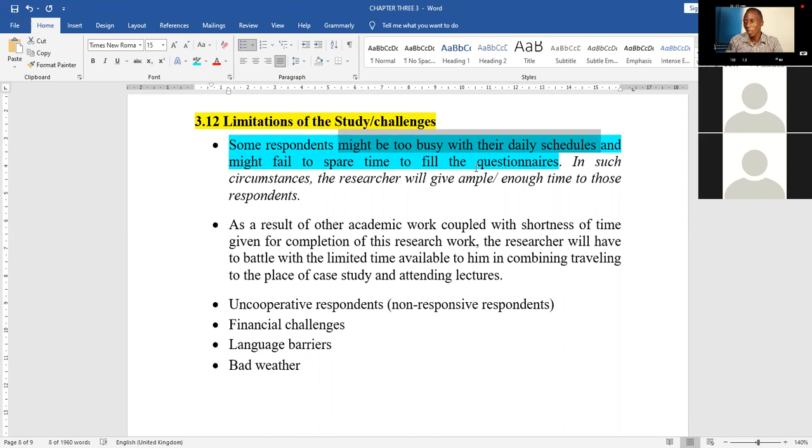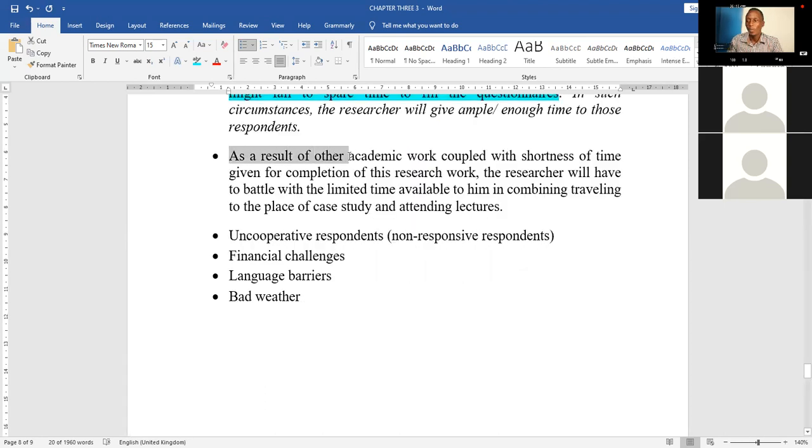Some respondents might be too busy with their daily schedules and might fail to spare time for filling in their questionnaires. Another one is, as a result of academic work coupled with shortness of time given for completion of such work, the researcher will have to battle with the limited time available in combining traveling to the place of case study and attending lectures. Now, what does that mean?